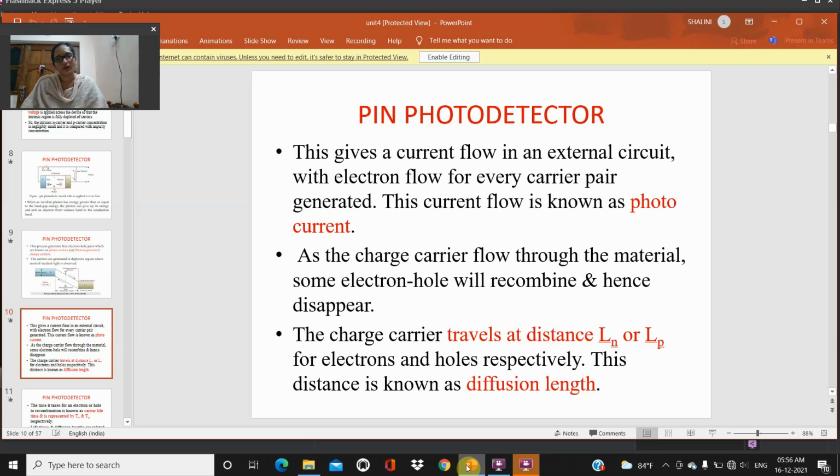Pin photodetector. This gives a current flow in an external circuit, with one electron flow for every carrier pair generated. This current flow is known as photocurrent. As the charge carriers flow through the material, some electron-hole pairs recombine and hence disappear. The charge carrier travels a distance Ln or Lp for electrons and holes respectively. This distance is known as the diffusion length.